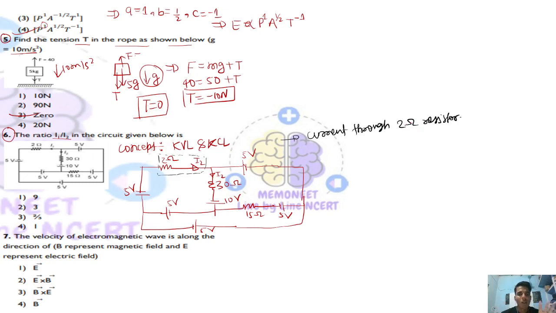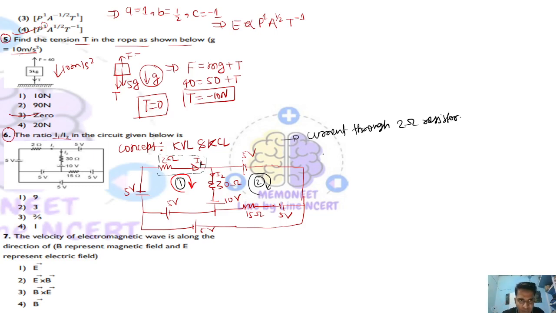Now think in this way. If you consider a loop in this way, this is loop 1 and this is our second loop. By solving these two loops, we have only two variables, I1 and I2, and we have two equations, so we can easily find the values of I1 and I2. This question is so simple, no need to worry about it.